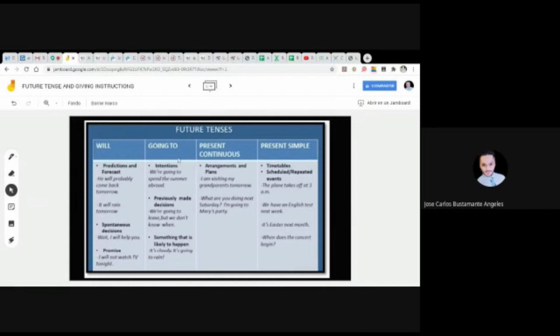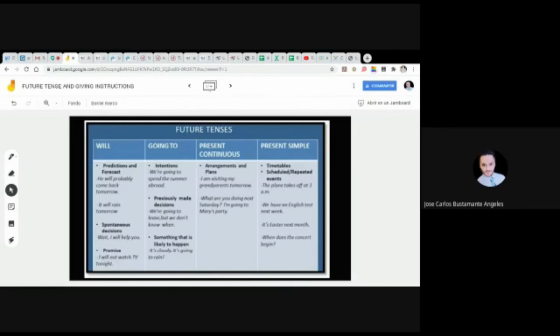Okay, here you've got another picture. Will, going to, present continuous and present simple. Well, we have already covered this topic, but let's make it very quick. Will: predictions and forecasts, spontaneous decisions and promises. Going to: intentions, previously made decisions, something that is likely to happen. Present continuous: arrangements and planned intentions, but these intentions have already been arranged.